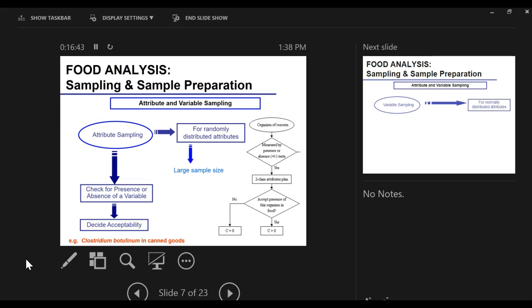If there is a different organism or a different component of concern, like a residue of concern, like a pesticide, what would be the concentration? If it is within the allowable concentration, you accept. If it's over the allowable concentration, then you would reject.